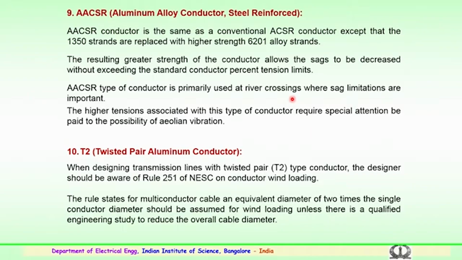This type of conductor is primarily used at river crossings where sag limitations are very important. There, the higher quality alloy strands are employed to meet the important limitations on the sag. The higher tension associated with this type of conductor requires special attention to the possibility of aeolian vibrations.